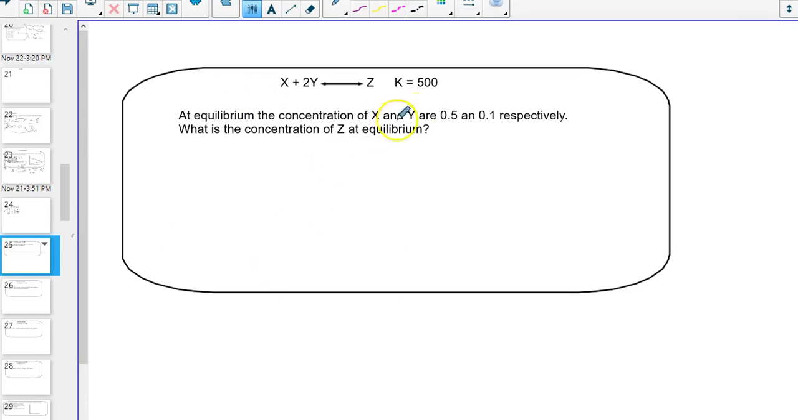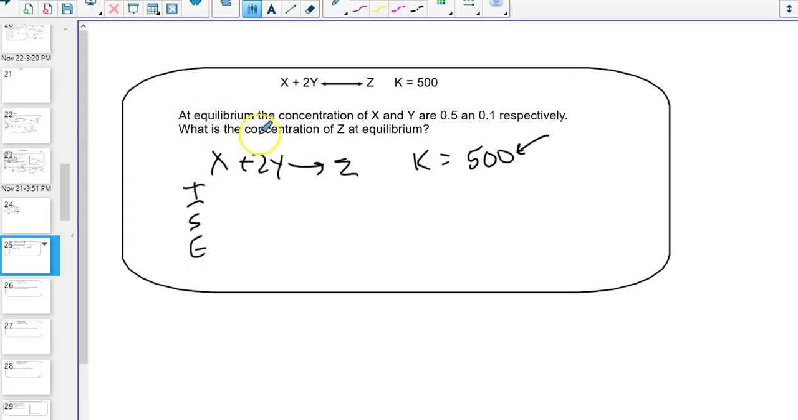This problem right here. Alright, so X plus 2Y yields Z. Now, they're giving me a K value equaling 500. So you should be aware that obviously this is a K value that's product favored. Is it massively product favored? No, but still, 500 is product favored. Start out with my ice table and see what they give me. At equilibrium, the concentration of X and Y are 0.5. So at equilibrium, this is 0.5, this is 0.5, and this is 0.1. What is the concentration of Z? Let's see here. I wrote that backwards.